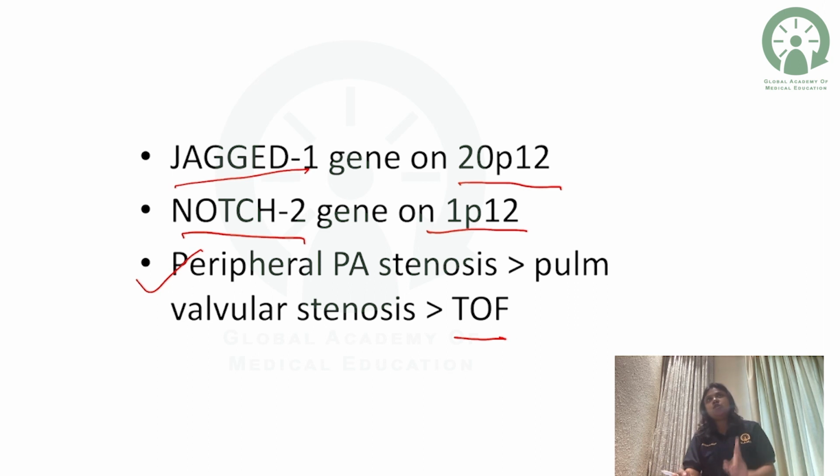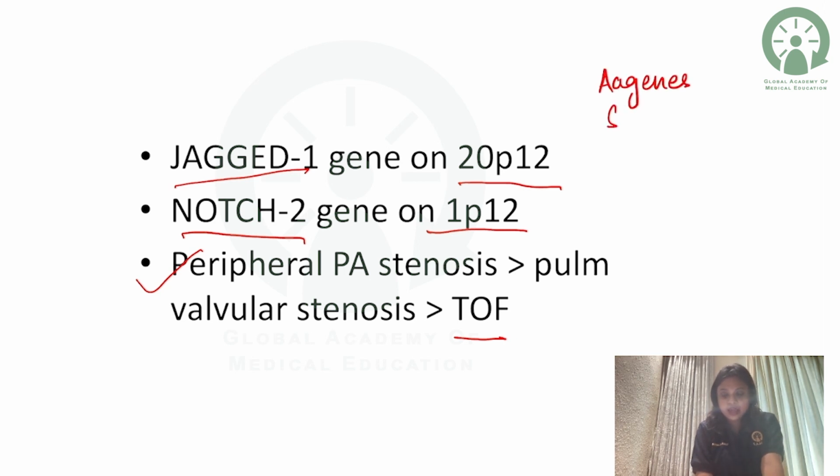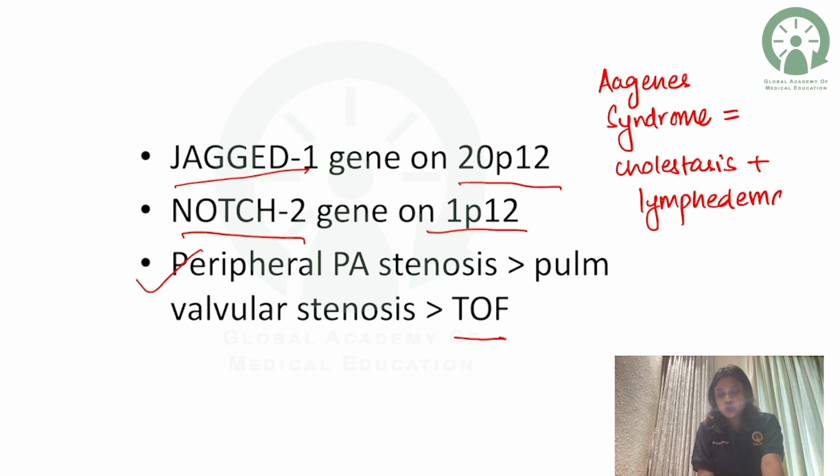Okay. Now let me tell you another syndrome which is associated with infantile cholestasis. That is known as the Aagenaes syndrome. So Aagenaes syndrome is again associated with cholestasis plus lymphedema. So cholestasis plus lymphedema constitutes the Aagenaes syndrome. Whereas already I told you about the Alagille syndrome. In Alagille syndrome, you need to remember what are the components of Alagille syndrome and, even if you cannot remember the chromosome, at least the gene, that is the JAG1 and the NOTCH2 gene, and what is the most common cardiac lesion that we get in Alagille syndrome.